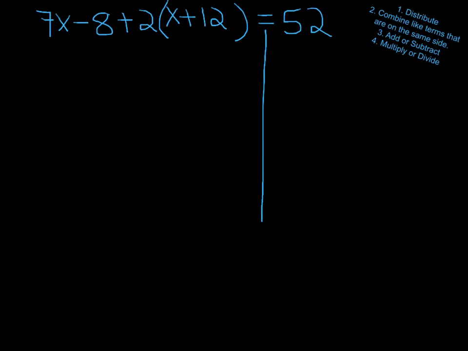Okay, now we have 7x minus 8 plus 2 times the quantity x plus 12 equals 52. Well, you always start, where do you have parentheses? So we're going to start with distributing this 2 times x and times 12, and let's just bring everything else down. So the 7x comes down, minus 8 comes down, and now 2 times x is plus 2x, and 2 times 12 is plus 24, equals 52.